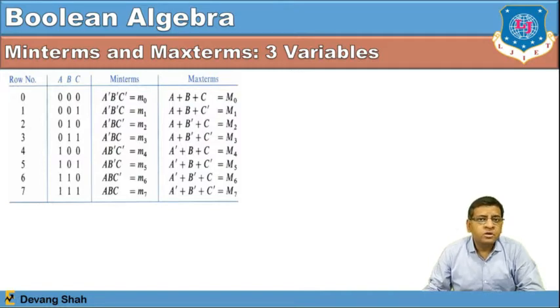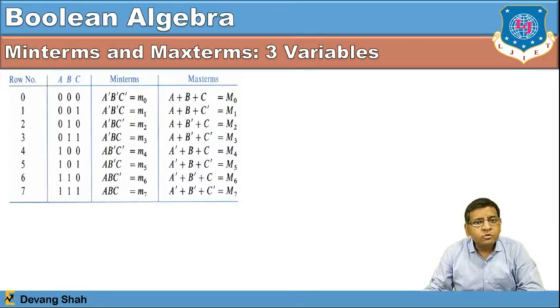Likewise, you can see row number 1, where the variables A, B, C are 0, 0, 1. So in the min terms, you have the sequence A dash into B dash into C. That means the output must be 1, right? Same way, row 2 is 0, 1, 0, so it's A dash B into C dash. Same way, row 3 is 0, 1, 1, so it's A dash into B into C.